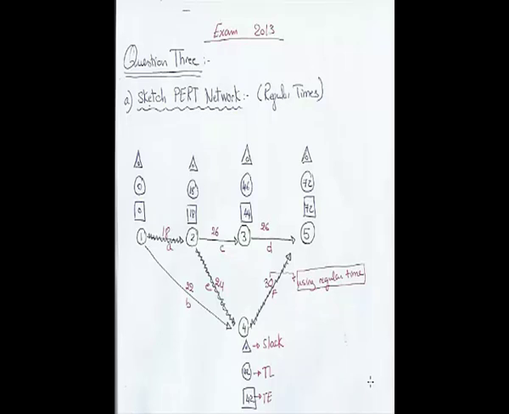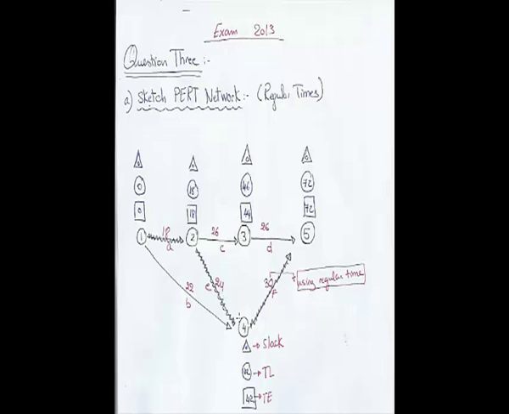Here you can see the PERT network using the regular times. You can sketch it using the regular days given at the beginning of the problem. As you can see here, activity A connects event 1 and event 2, and then activity B connects event 1 and event 4. And activity C connects event 2 and event 3.